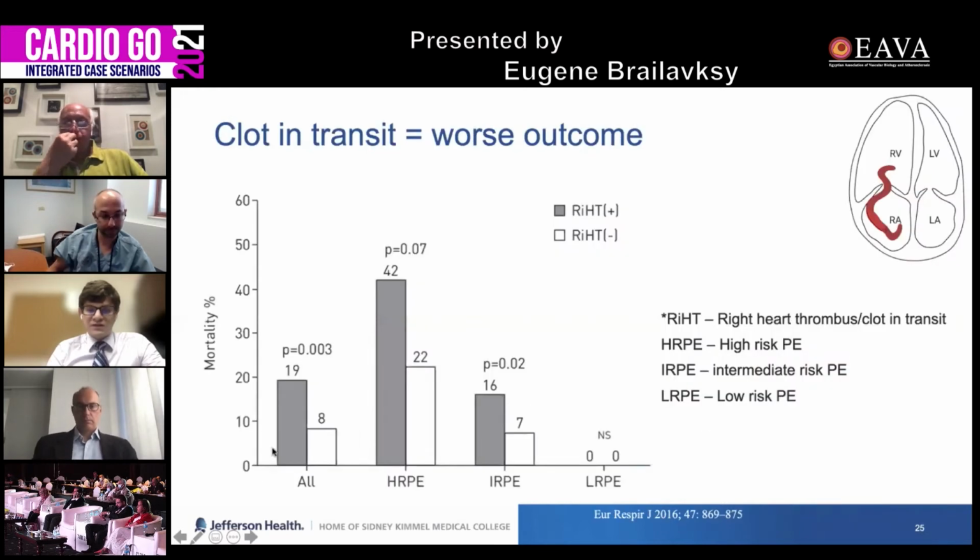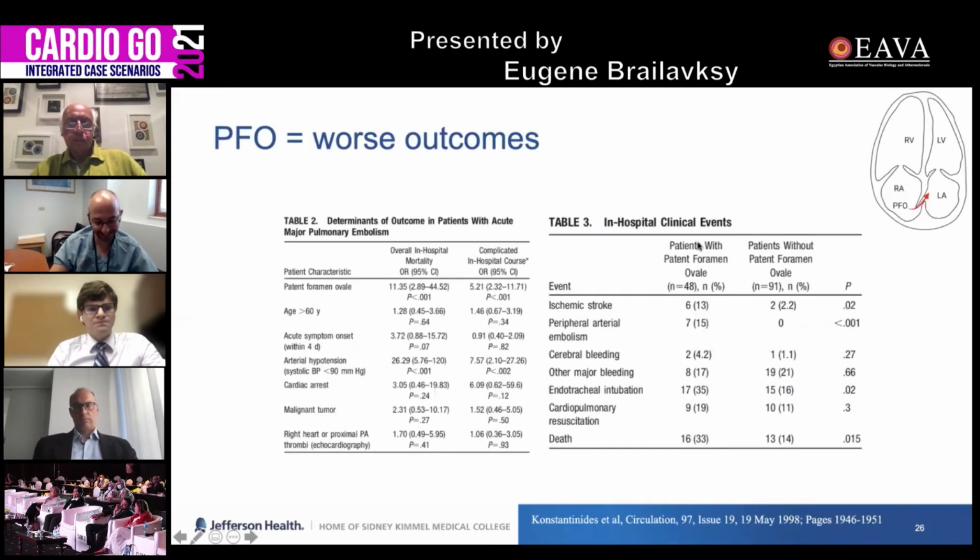Clot in transit is another potential source of second hit. So this is another study out of Europe that looked at right heart thrombi and found that patients, all comers with acute PE, had an increased risk of mortality if they also had clot in transit. And the same thing is true for high-risk PE and low-risk PE. So this is something to look out for, and this is where echo comes in very helpful.